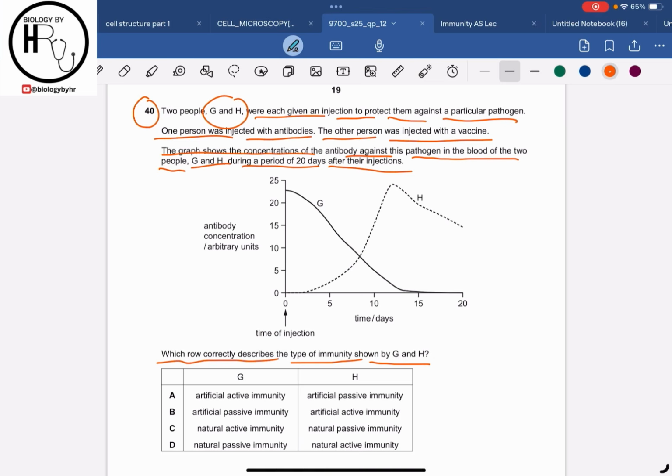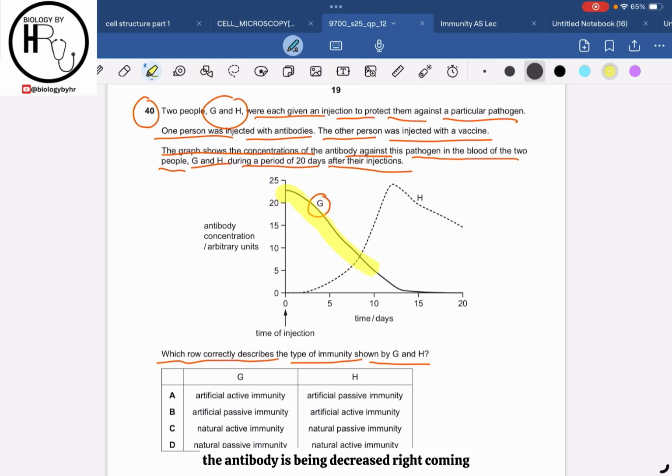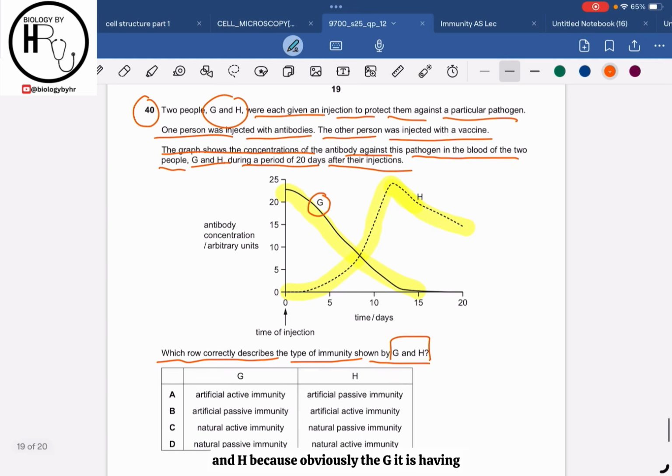Alright, so basically in the person G, you can see that the concentration of the antibody is decreasing, coming to day 15, whereas the concentration of the antibody in the person H took some time to increase, reach its maximum value and then decrease. Obviously G has a high antibody concentration at the start, at day 0, which means that the antibody was injected artificially in this person, right?